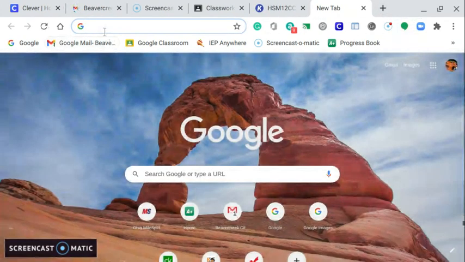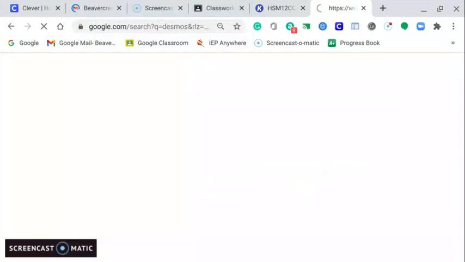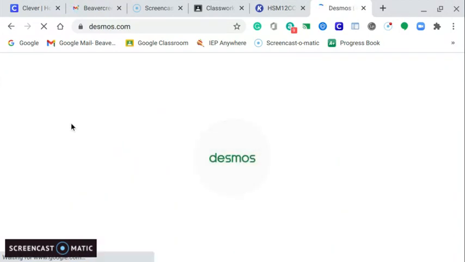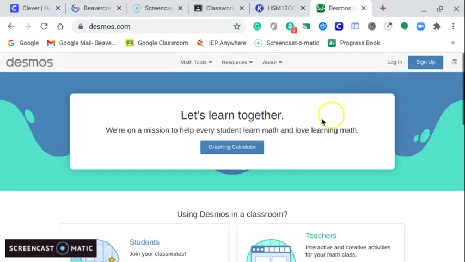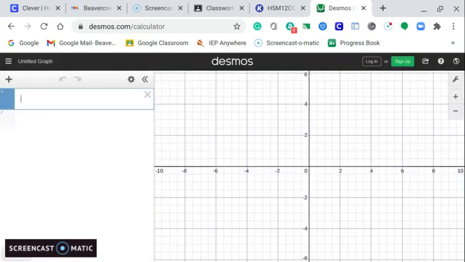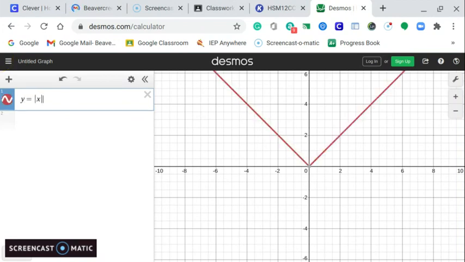You're going to type in your computer's Desmos. You can push pause on this now if you want to. You have the little app down here, I realize that. But we're just going to graph y equals the absolute value of x.